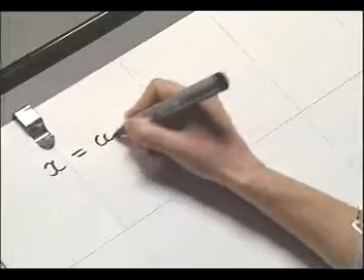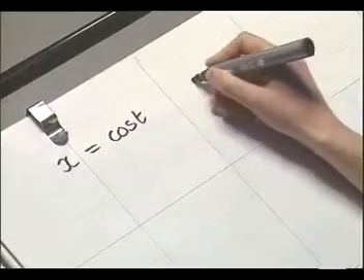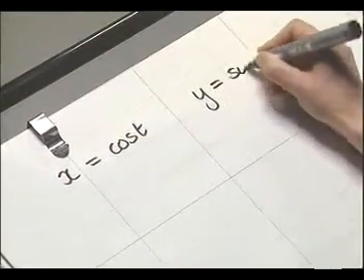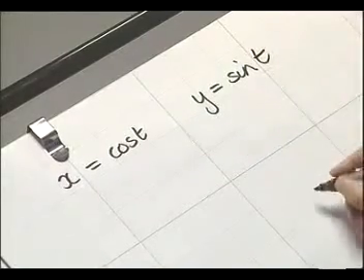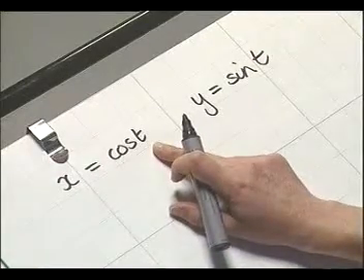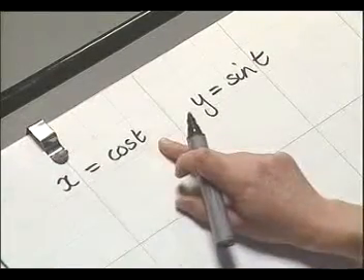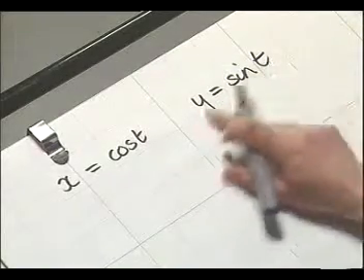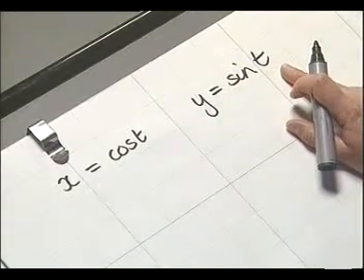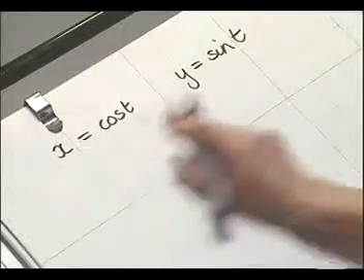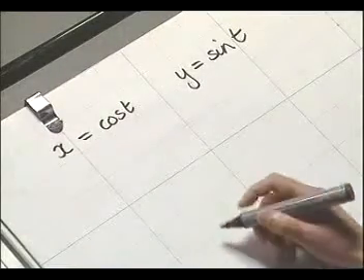x equals cos t and y equals sin t. That's our parametric equations. We have x and t related in one equation, and y and t related in the other equation. Let's have a look at what the graph looks like. And to do that, we substitute some values for t into both the equations, and we work out values for x and y.